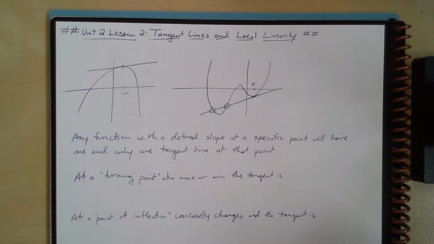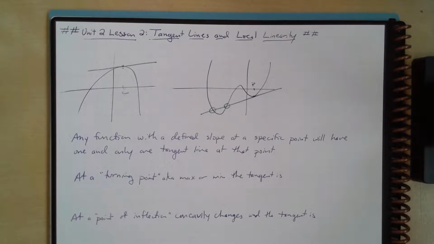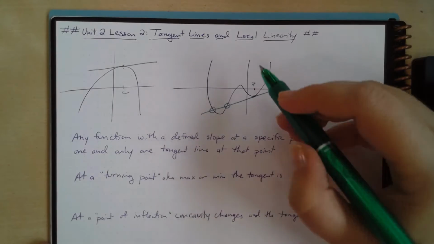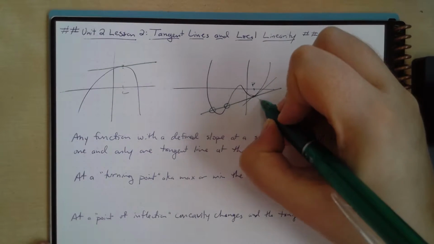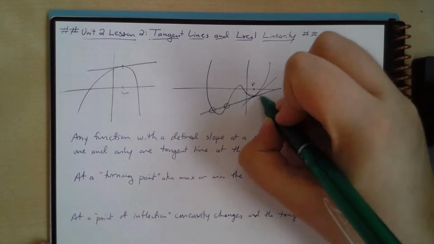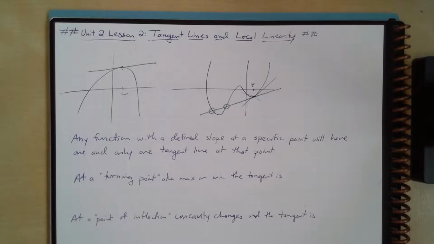So the tangent line really should be thought of as a line adjacent to a curve that best approximates the slope of that curve. So any function with a defined slope at a specific point will have one and only one tangent line at that point. What does that mean? It means that I can't just keep drawing tangent line after tangent line. I can't go like this and then this and then this. There's just one tangent line at a point, and that's something important to remember.